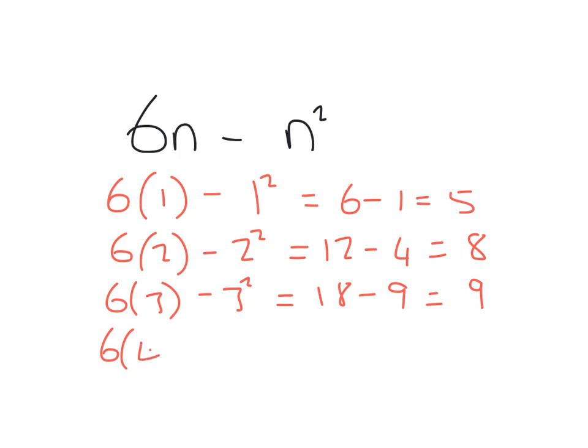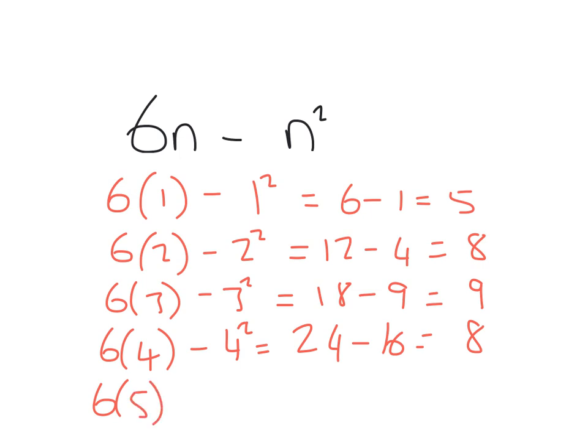6 lots of 4 is 24. Take away 16 will be 8. And then 6 lots of 5, take away 5 squared, would be 30. Take away 25, gives me 5.